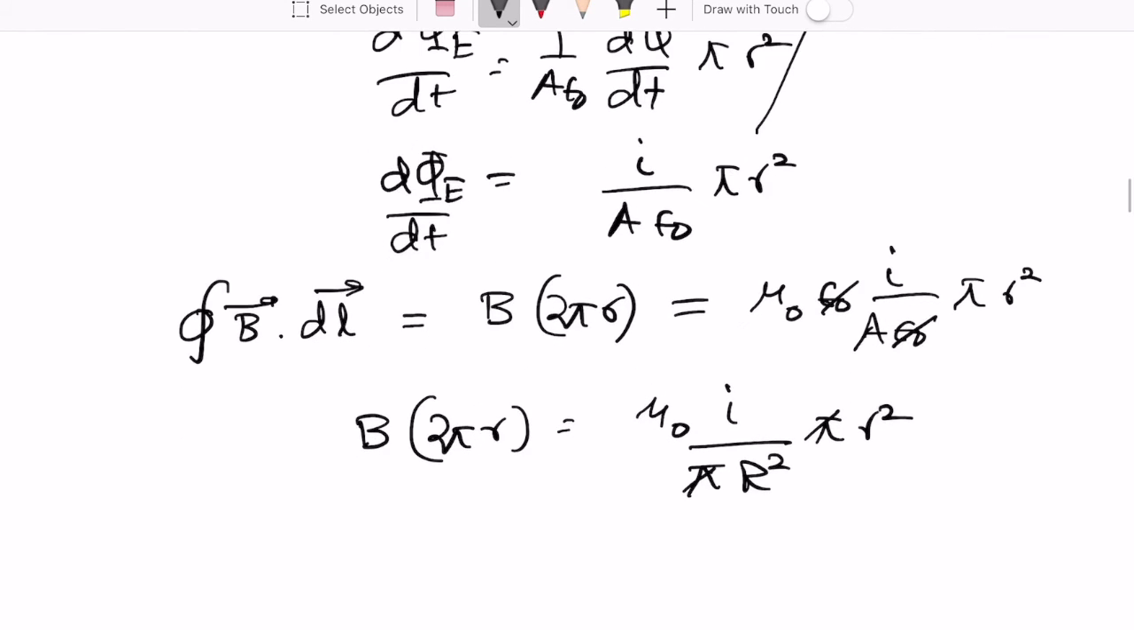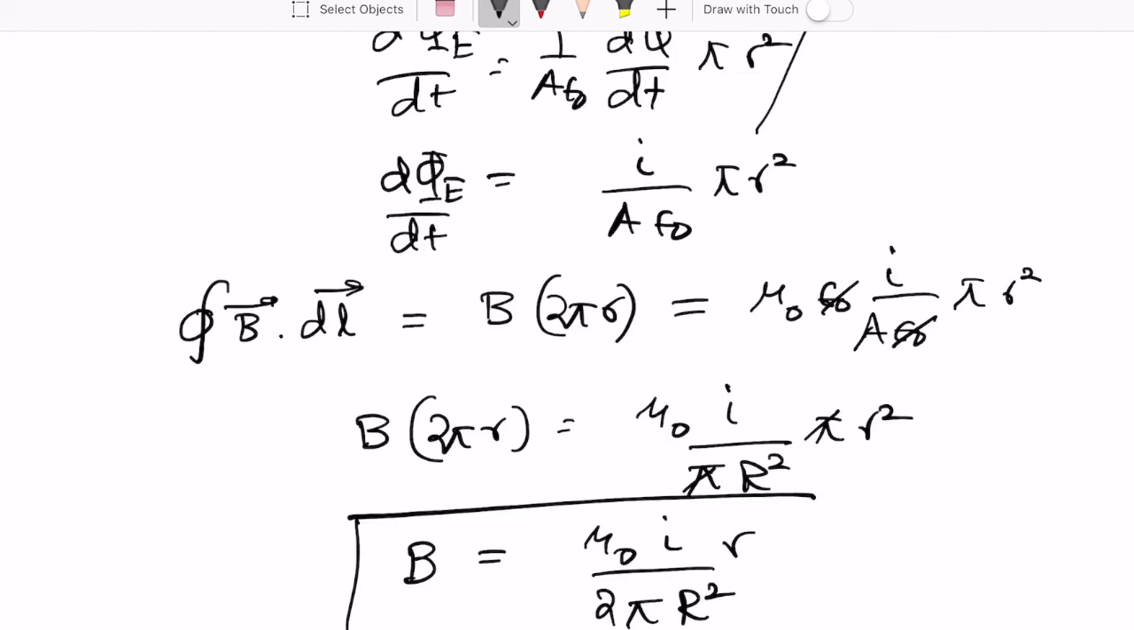And so you can just solve for the magnetic field. So B is equal to mu 0 I divided by 2 pi R square times little r, and that is the answer. All right. Okay.